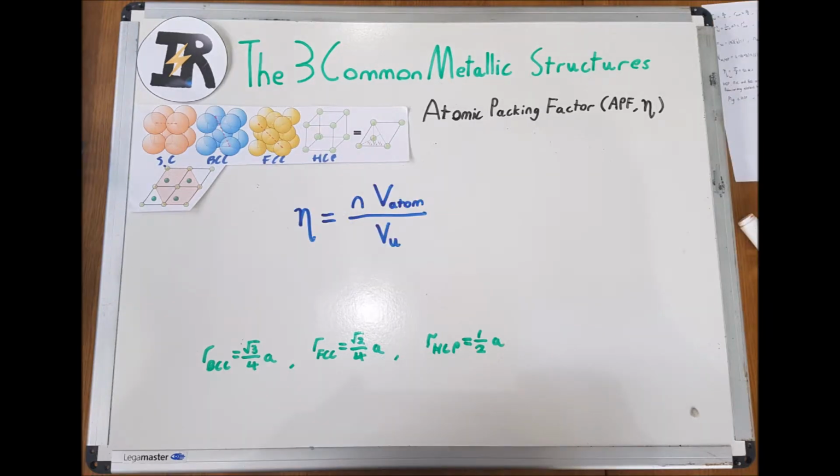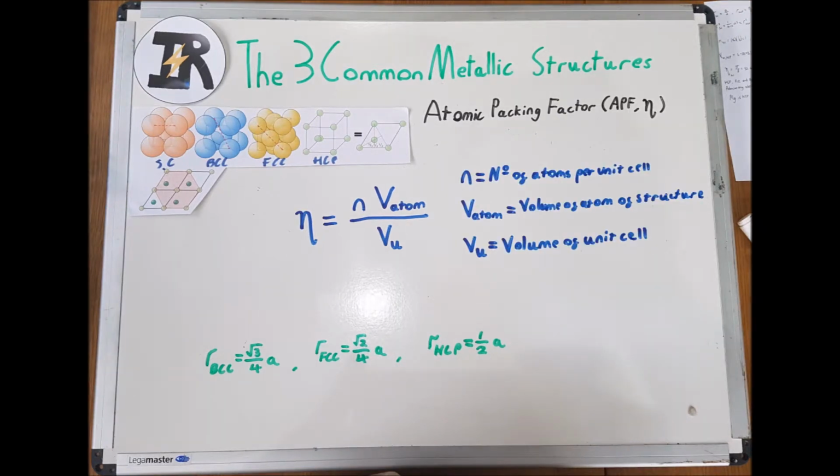The equation for the atomic packing factor is written below with the Greek letter eta representing it, where N is the number of atoms contained per unit cell, V atom is the volume of an atom of that crystal structure, and Vu is the volume of the unit cell itself. This equation can be thought of as the fraction of the total unit cell volume that is occupied by the volume of the atoms of that unit cell.